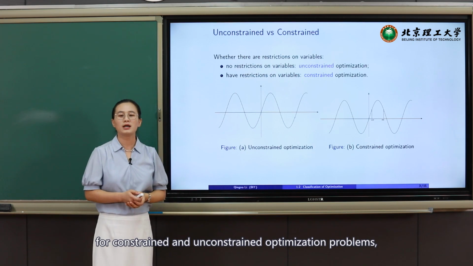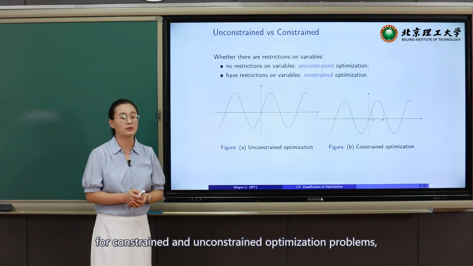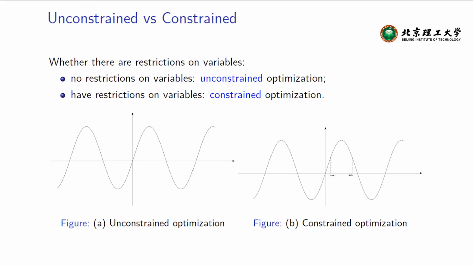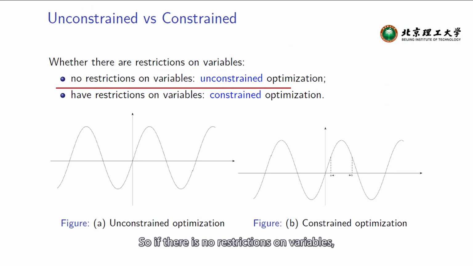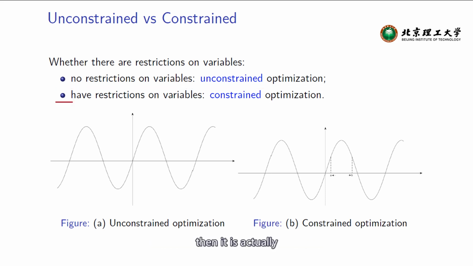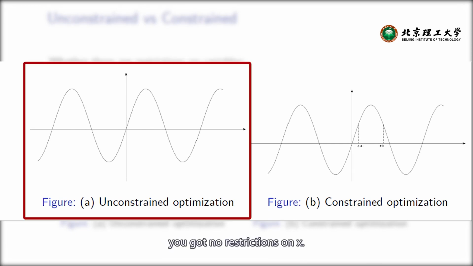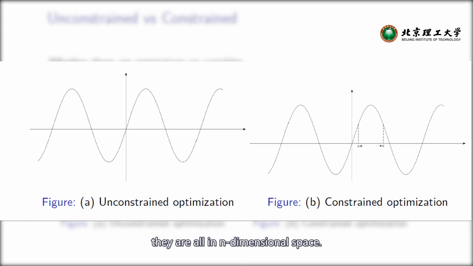Now, constrained and unconstrained optimization problems actually depend on whether there are restrictions on the problem. If there are no restrictions on variables, then we call it unconstrained optimization. If there are restrictions on variables, then it is a constrained optimization problem. Look at this figure: in figure A, you have no restrictions on x. This is the curve of function values, and for the variable x, it is the whole R space.